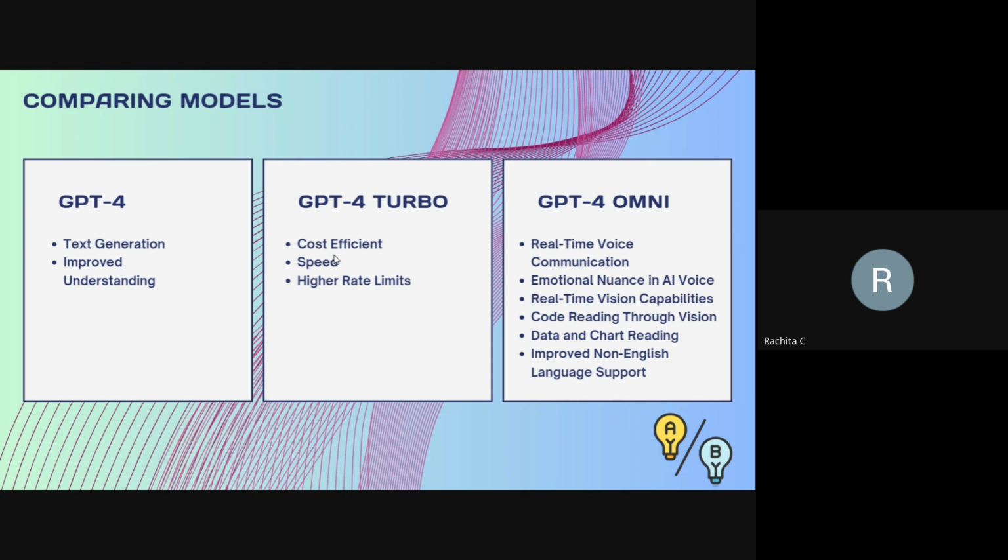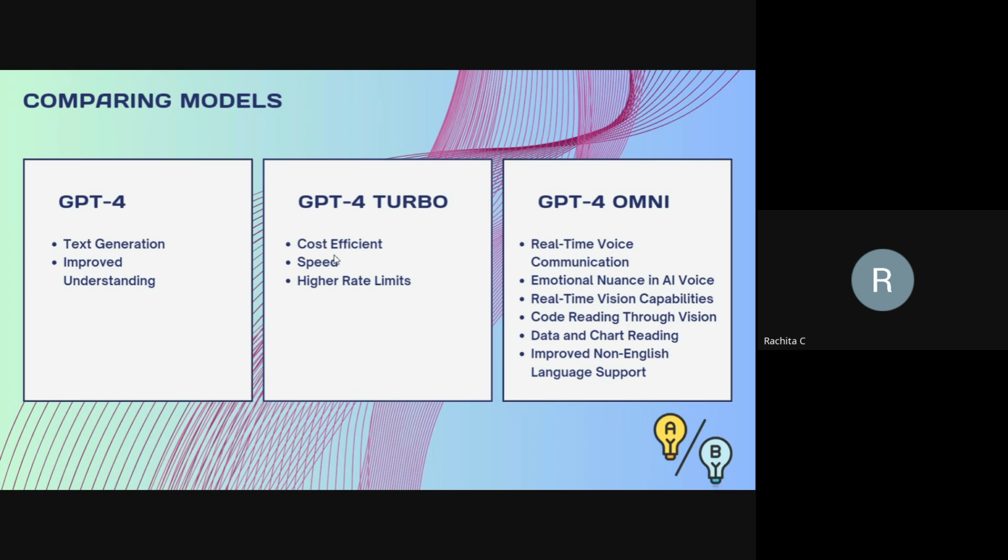Coming to GPT-4 Turbo, this is a cost-efficient model, and the time with which the response comes up has decreased. This is achieved using pruning and some quantization techniques. And then we have higher rate limits, that is the number of tokens that it can take per minute. This rate has also increased. So this is about 4 Turbo.